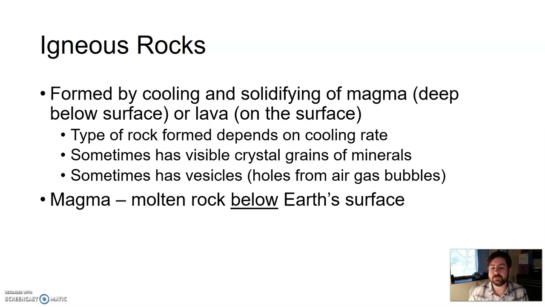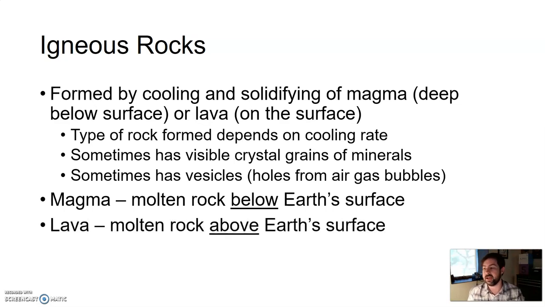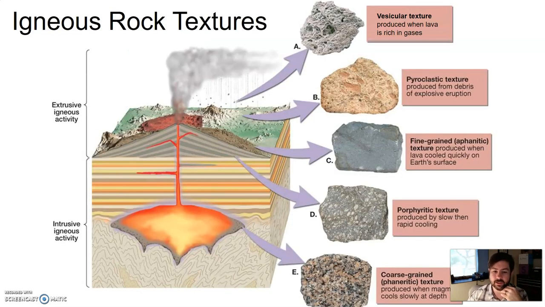Again, magma is molten rock below Earth's surface. Lava is molten rock above Earth's surface. So whether magma cools or lava cools, it's all the same stuff. You're just cooling at a different rate, thus creating different igneous rocks. So, for example, intrusive igneous rocks. These form from magma cooled inside the Earth. You get larger crystal grains, like you would see in this coarse-grained igneous rock that has something called a phaneritic texture.